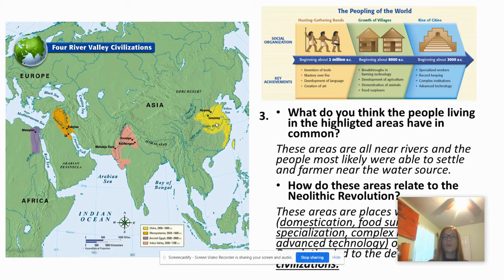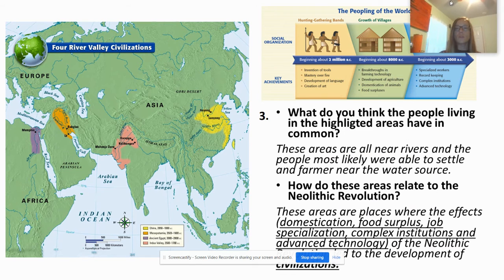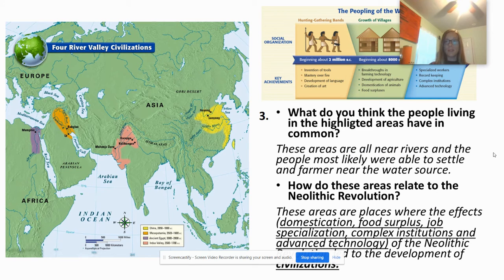So how do these areas relate to the Neolithic Revolution? The effects of these are, again, domestication of plants and animals, food surplus, job specialization, complex institutions. So complex institutions, that basically means the need of a government or a religion to keep people organized, and advanced technology.